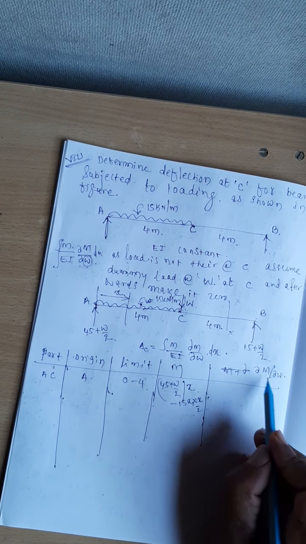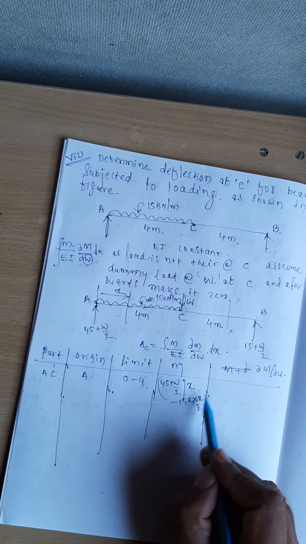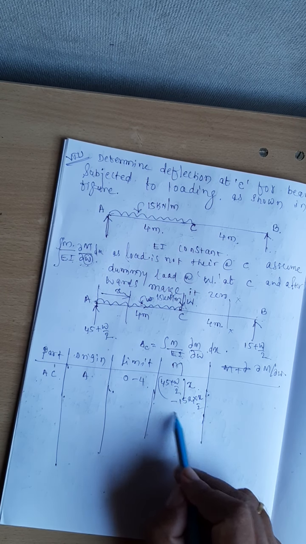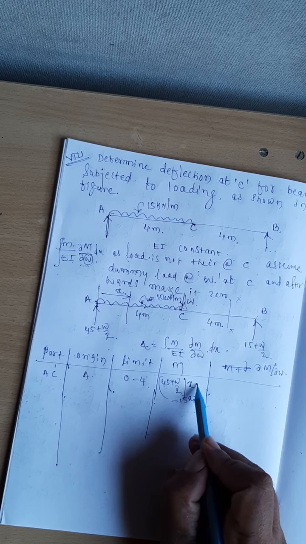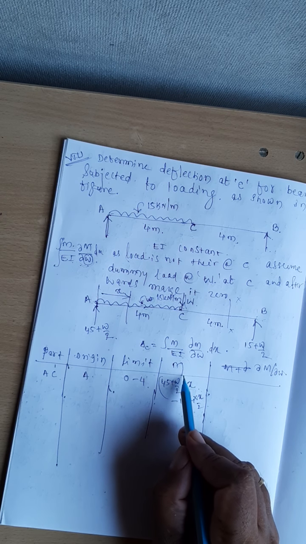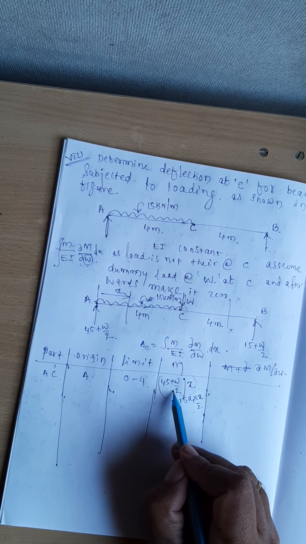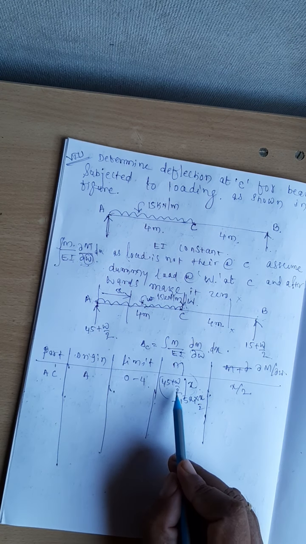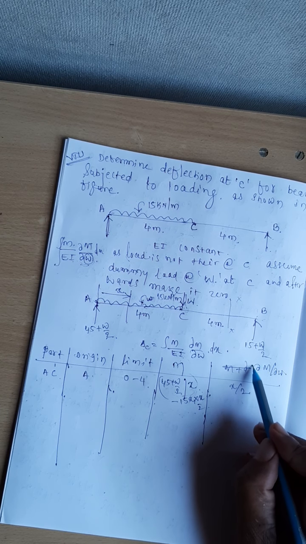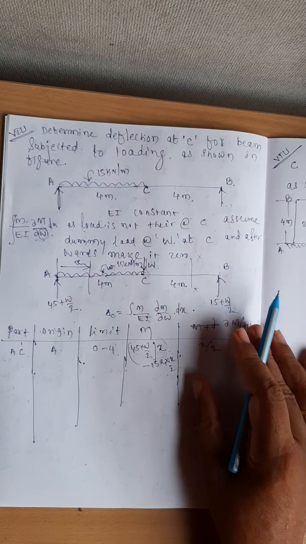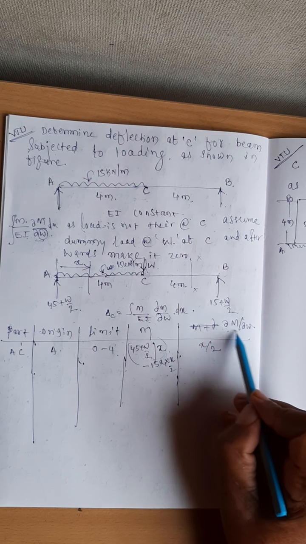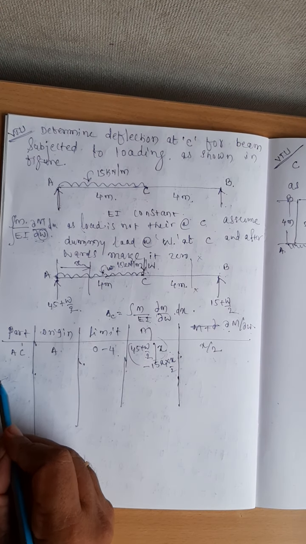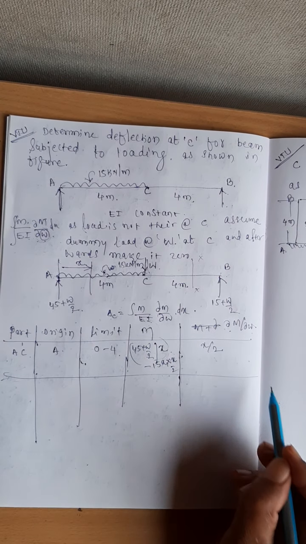Next, we need to take the partial differentiation of the moment with respect to W. 45 into X is constant and this term is also constant. Only variable is W by 2 into X. What is the partial differentiation of W by 2 into X with respect to W? It is equal to X by 2. Is it clear? Here you are taking the partial differentiation of the moment with respect to the load, that is equal to X divided by 2. Yes, this part is over.